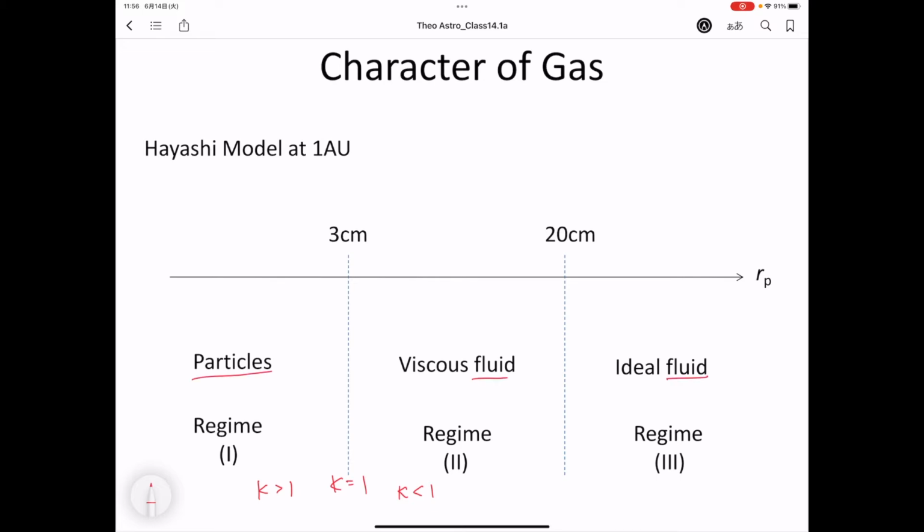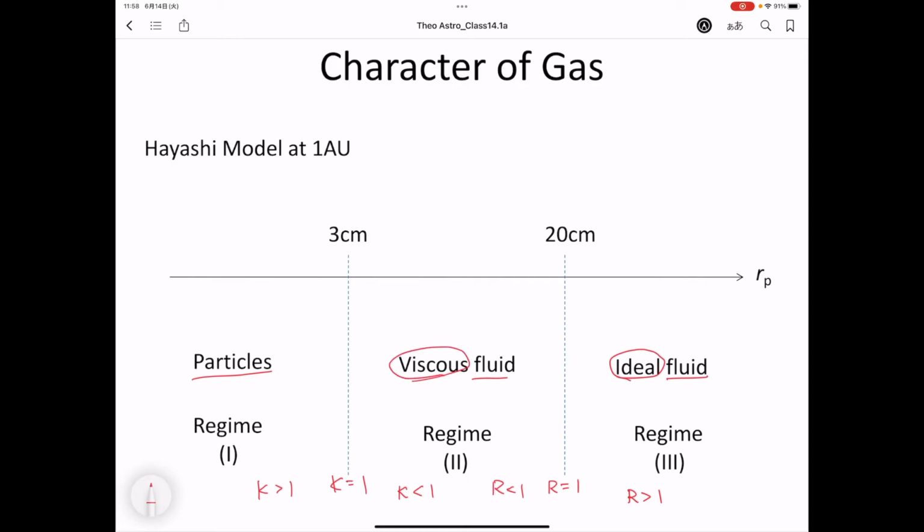When the solid particle has a radius of 20 centimeters, this corresponds to a Reynolds number equal to 1. If the radius of the solid particle is larger than 20 centimeters, the Reynolds number is larger than 1, and we treat the fluid as an ideal gas. When the size of the solid particle is less than 20 centimeters, the Reynolds number is less than 1, so we have to treat the gas as a viscous fluid.